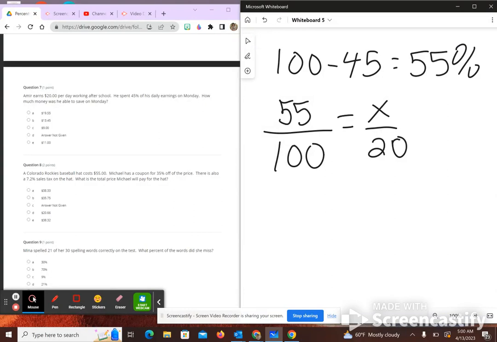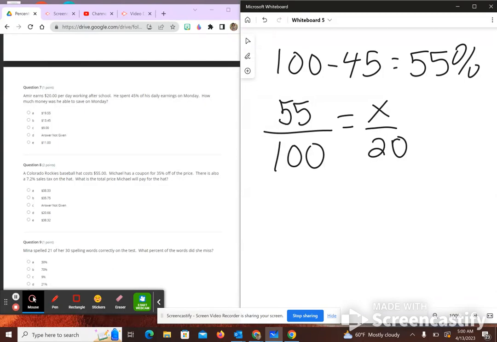Now looking at 8, it says a Colorado Rockies baseball hat costs $55. Michael has a coupon for 35% off that price. There's also a 7.2% sales tax on the hat. What is the total price Michael will pay?